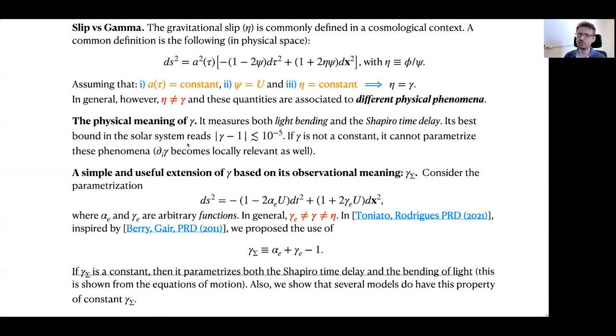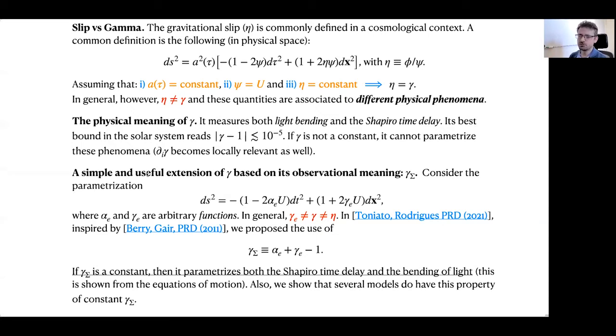The physical meaning of gamma is that it measures both light bending and the Shapiro time delay. That's how it appears in the PPN formalism in the standard way. It has a connection with these two physical phenomena, and it's bound in the solar system. It's stated here. You can see that it's very close to 1, where 1 corresponds to GR.